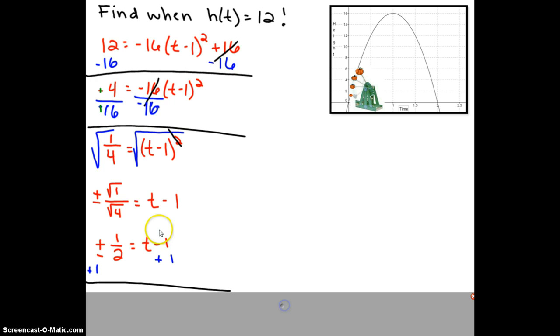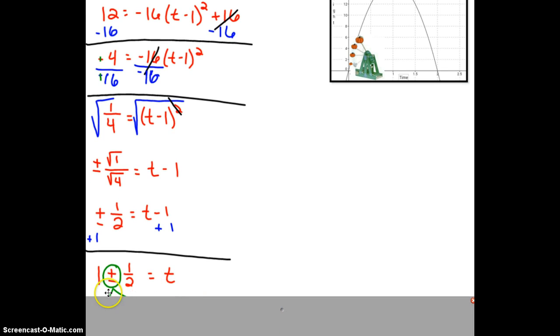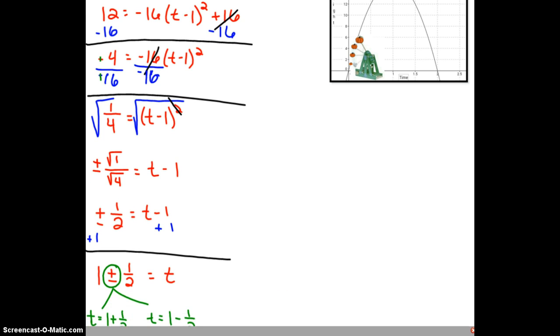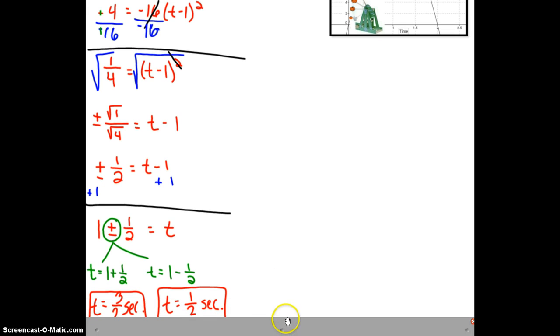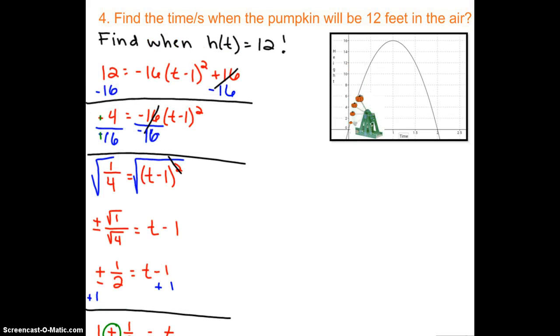And so I need to bring over this intruder, but remember plus or minus won't let him by. So it's going to be 1 plus or minus that half. And then I need to branch. So 1 plus a half and 1 minus a half. And so I end up with 2 real times here. The 2 times that the pumpkin will be 12 feet in the air are after a half a second has passed and after 3 halves have passed. So think about it. It's going to hit 12 feet as it goes up to its max height, and then it's also going to drop back down to 12 feet. So you can see how it matches our 1/2 and our 3 halves, like we talked about in our solving.